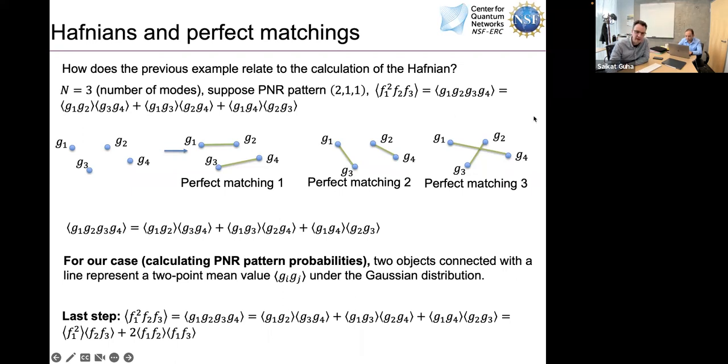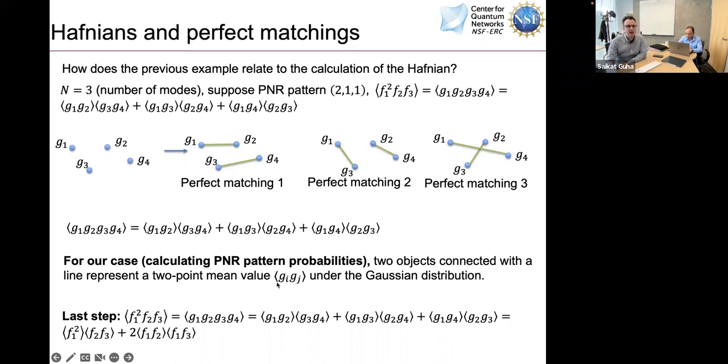It tells you to find all possible perfect matchings, then take the product of this with that. Now the green line represents a mean value. So this is a mean value, multiplying that mean value, plus that mean value, multiplying this mean value, plus that mean value, multiplying this mean value.